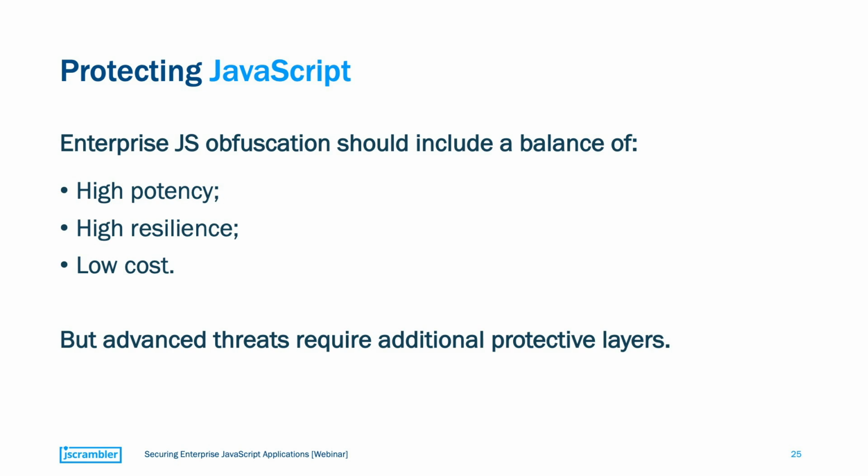But we must still consider one more advanced and dangerous threat of application abuse, cheating, piracy, and data exfiltration. Again, the enterprise-grade problems require enterprise-grade solutions. To ensure that all these targets are covered, JavaScript protection must go beyond obfuscation and include additional security layers.